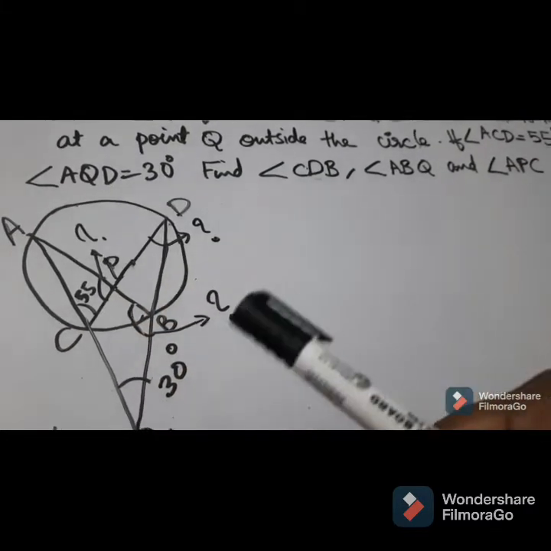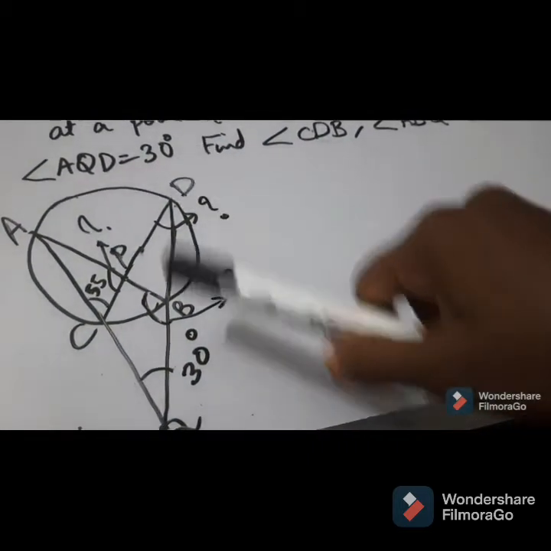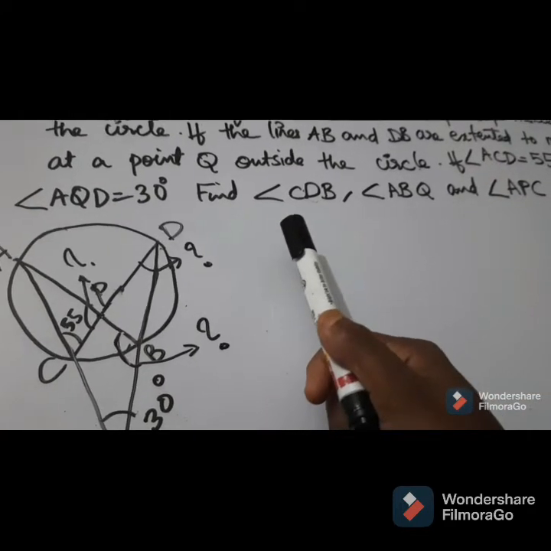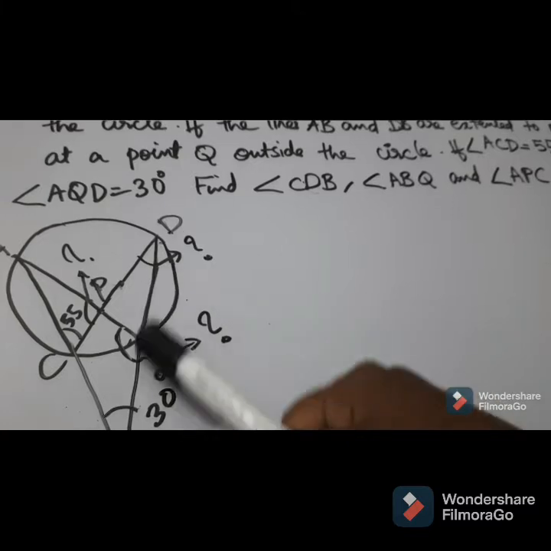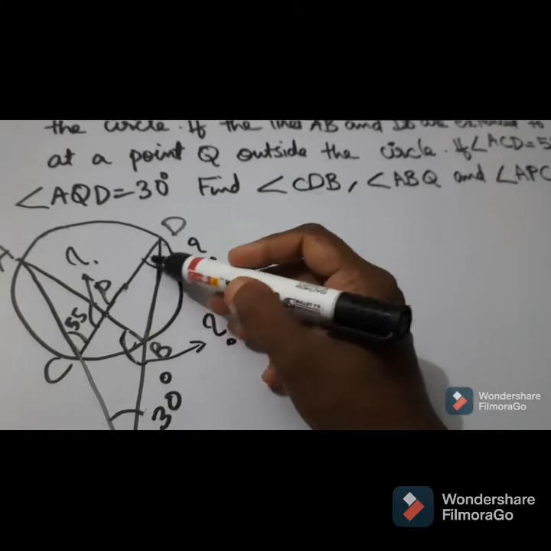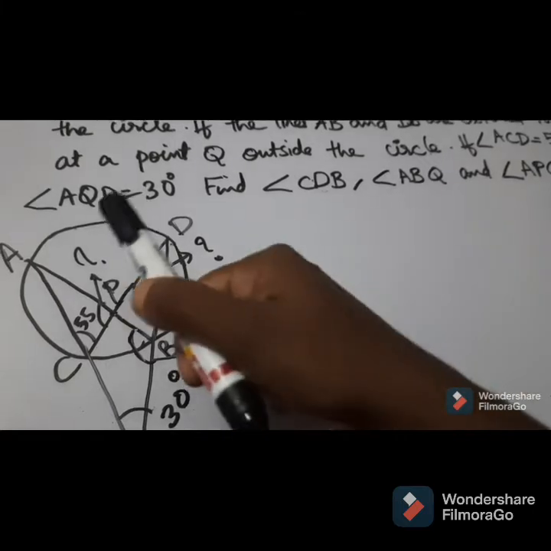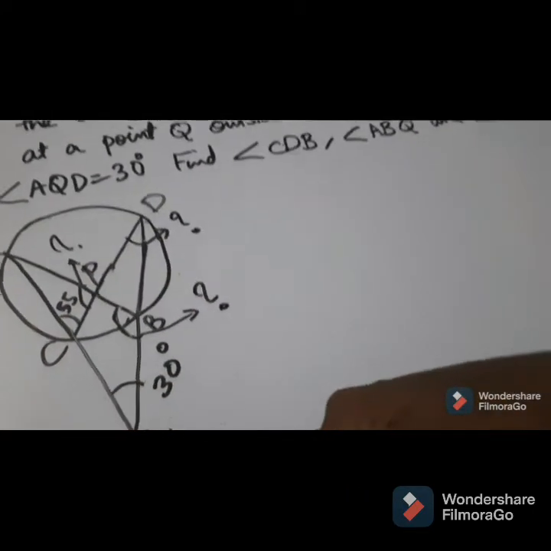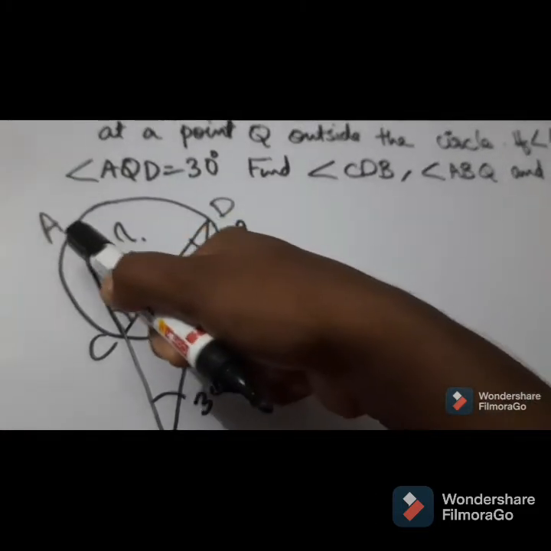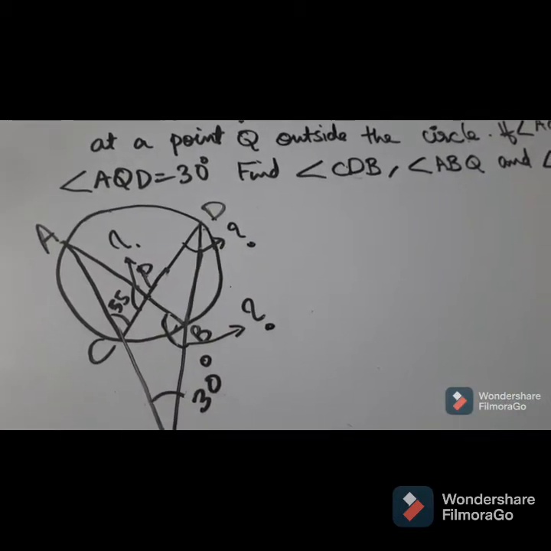ACD, that is 55. AQD, that is 30. Now they are asking for three angles. What are they? CDB, that is this angle, the middle term is this angle, so angle D they are asking. Next is angle ABQ, that means this angle is another one, and the third one is angle APC. These three angles they want.